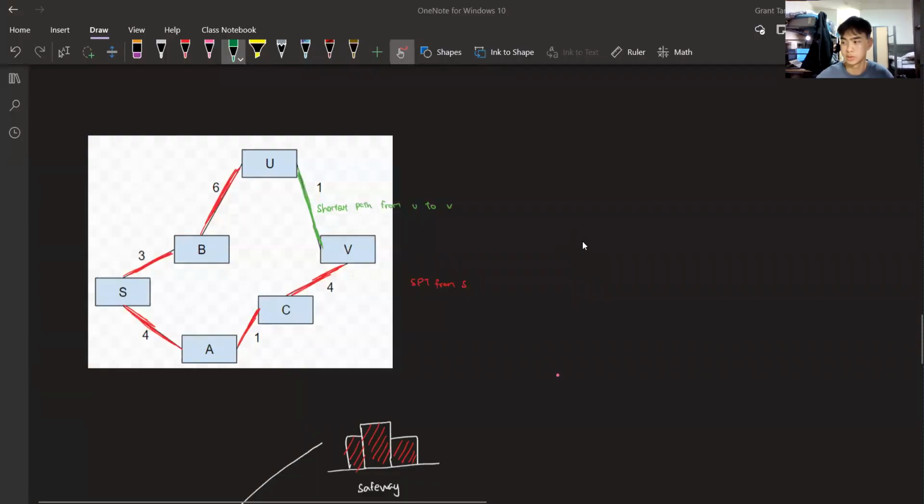For question 2, part 2, a shortest path from U to V must include one or more edges in the shortest path tree from S. As you can see in this counterexample, I drew the shortest path tree from the source, which is S, highlighted in red, and I drew the shortest path from U to V, which is highlighted in green. You can see here that the shortest path from U to V does not include one or more edges from the shortest path tree from the source.